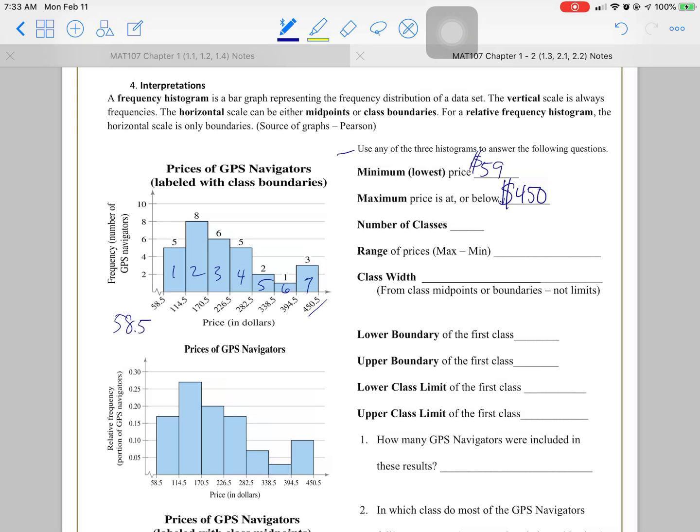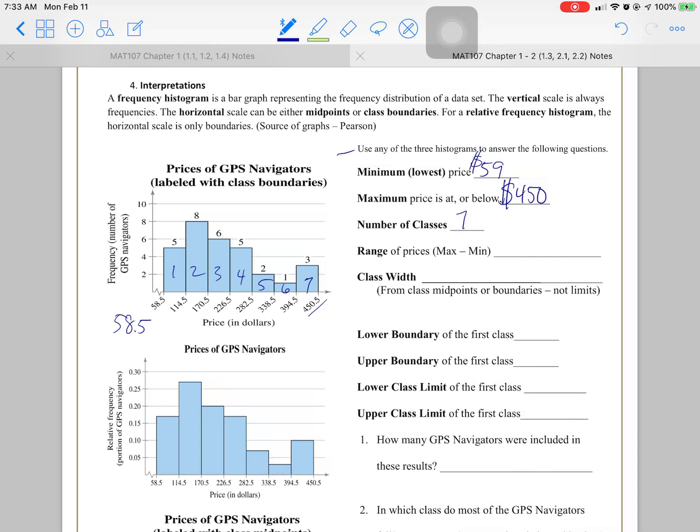So I call them 7 classes, 7 buckets. The sides of the buckets are the boundaries. The buckets themselves hold the data points which fall inside the buckets. Okay, does that make sense? So the lowest price is 59. The highest price has to be at or below 450, right inside the last boundary. So the number of classes was 7.